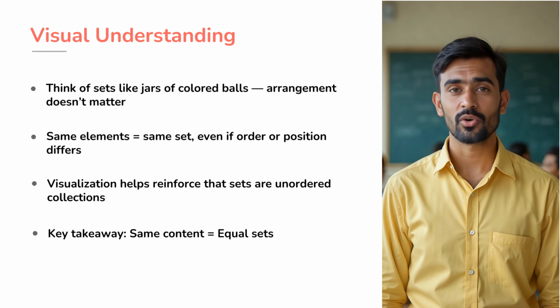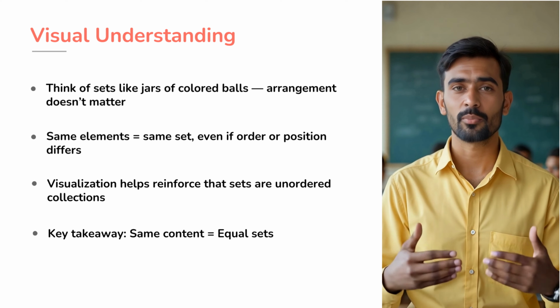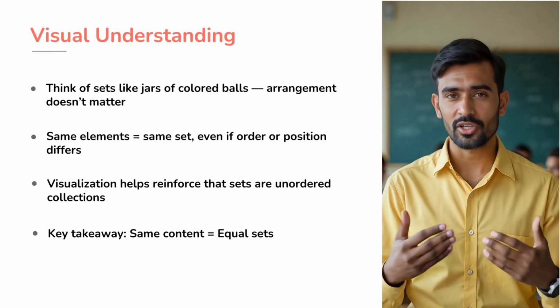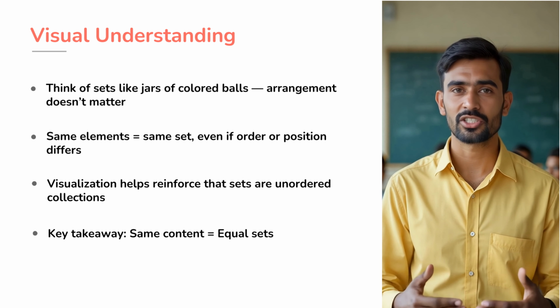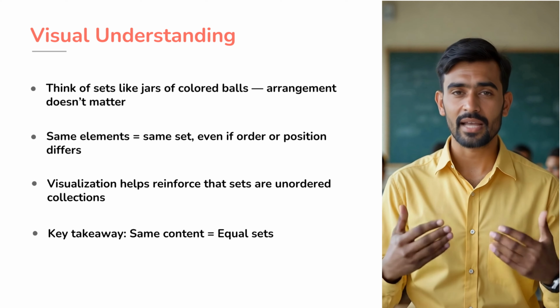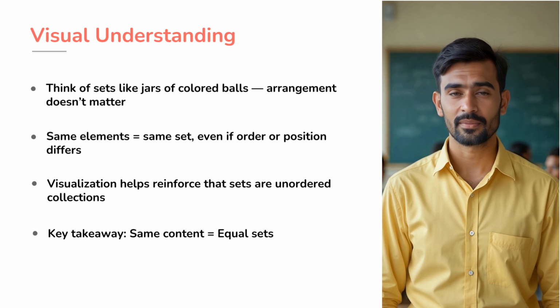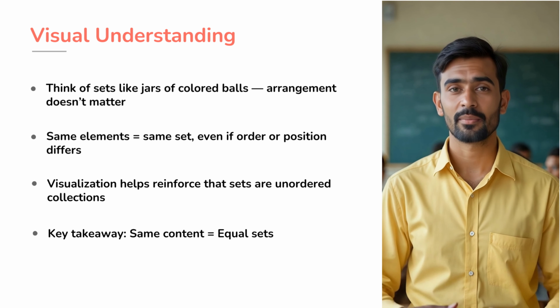Let's try a visual approach. Imagine two transparent jars filled with colored balls. If both jars contain one red, one green, and one blue ball, even if they're arranged differently, the jars hold equal sets. That's the idea of set equality. The order doesn't matter. Repetition doesn't matter. Only the collection of distinct elements counts.